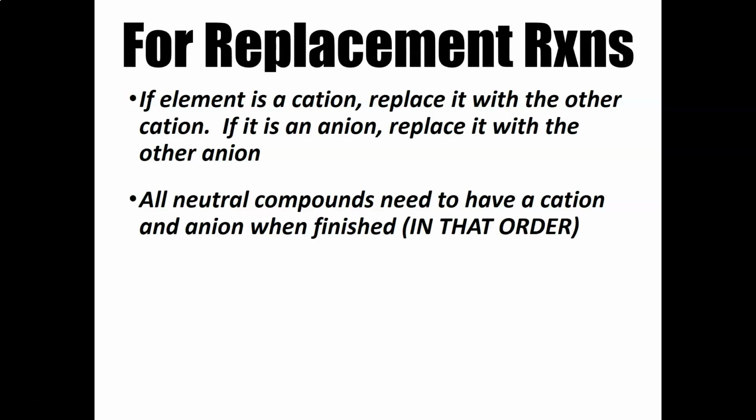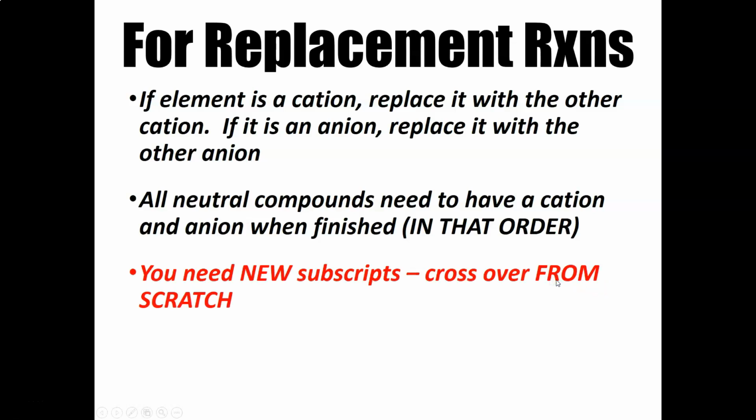Another big deal that we'll practice a little bit more in the next lesson is that you need new subscripts. When you make a new formula, you take one of each ion and you figure out how many would be needed to make the compound neutral. You're going to do what's called crossover from scratch. You want to make sure that you're always writing a neutral, valid formula.